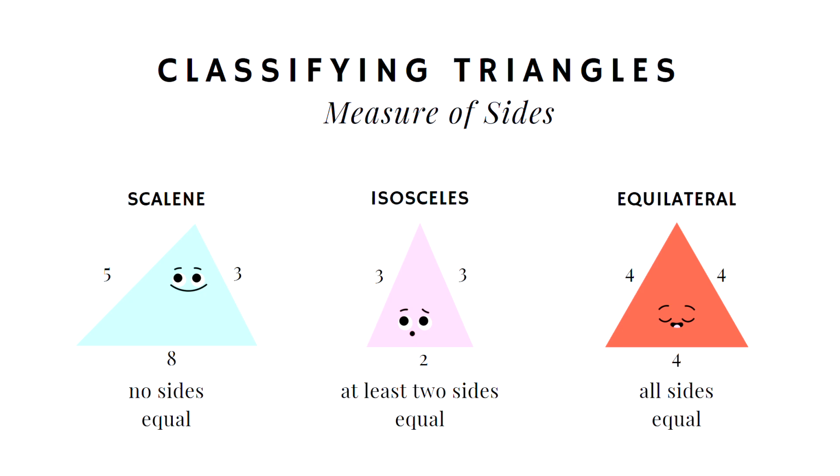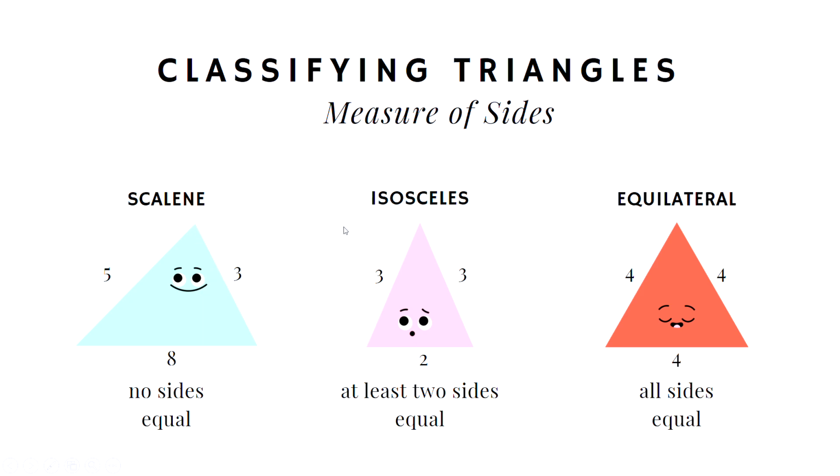So classification of triangle according to their sides. First example is a scalene. Here we have 1, 2, 3 sides. First side has a measurement of 5, the second one is 8 and the third one is 3. You can simply see here no sides are equal. It means that its name will be scalene.